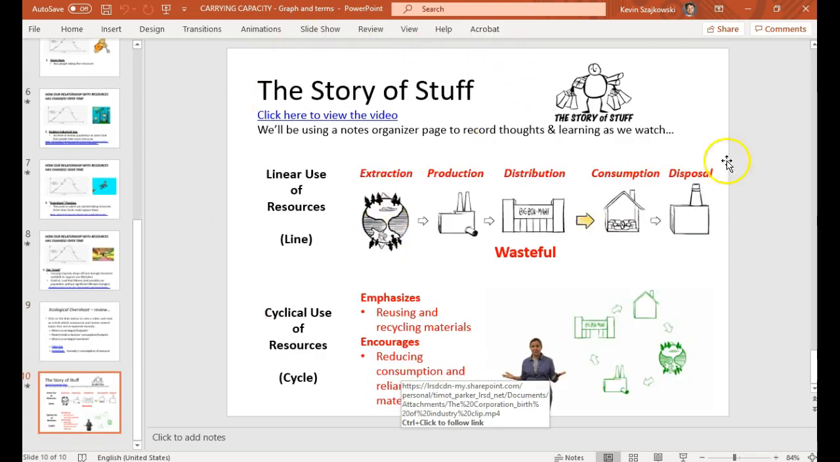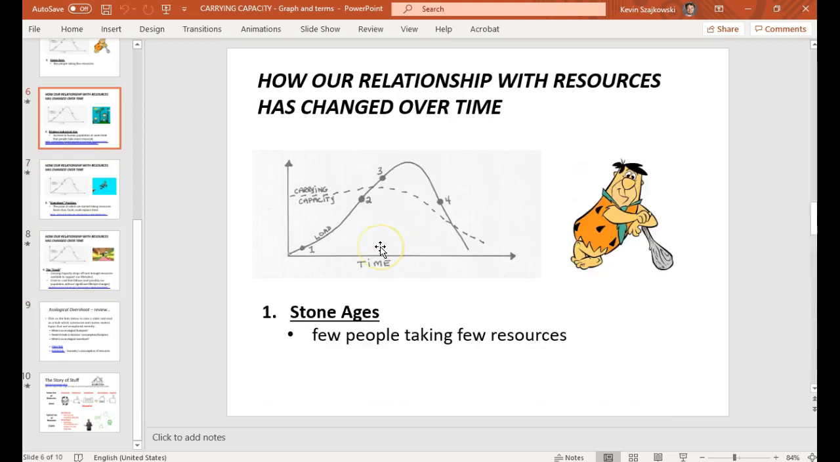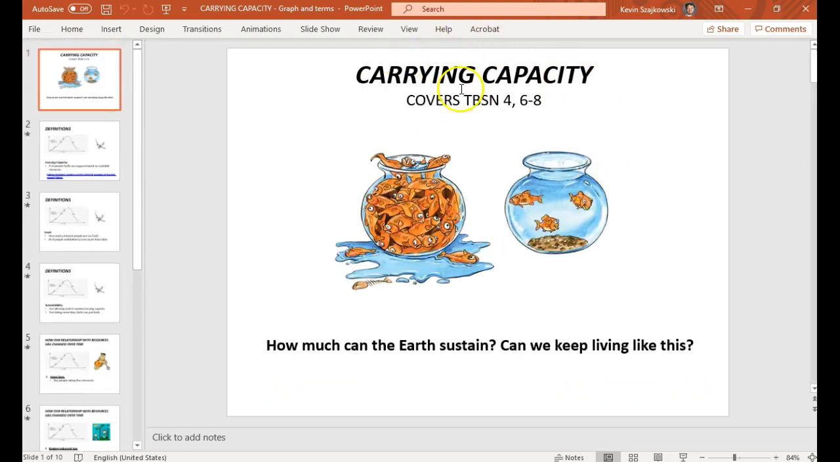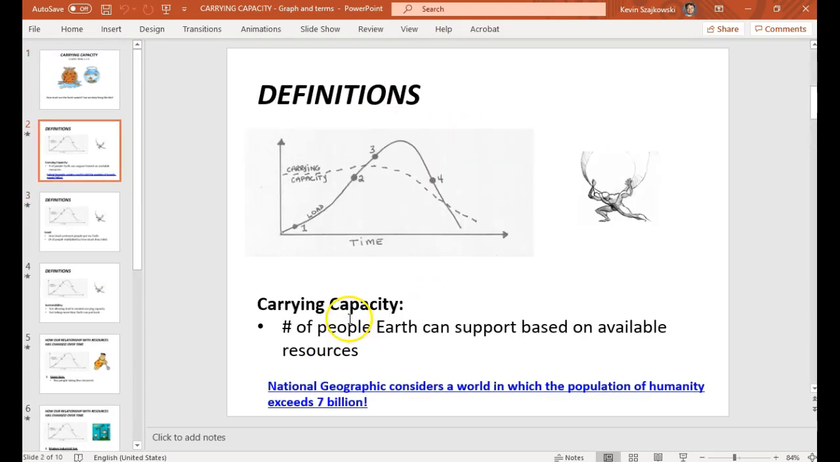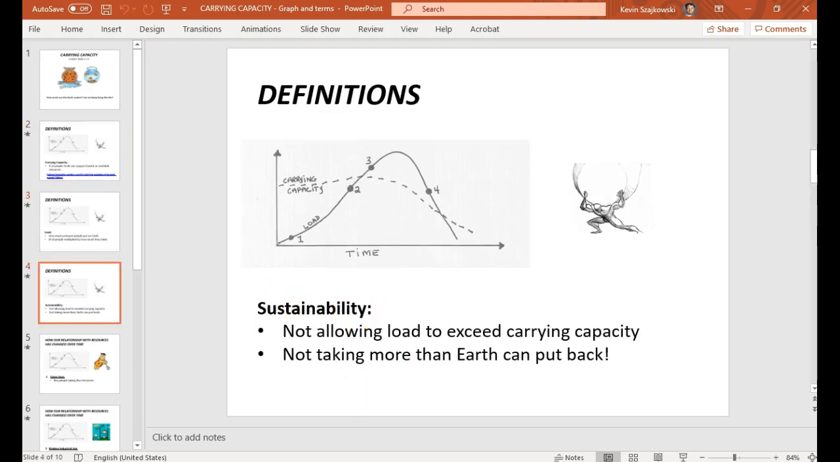And you can see there's a slide here called The Story of Stuff. This is a video that we'll be watching next week. So it's a multi-purpose PowerPoint. It mostly talks about carrying capacity, and that's the part that you're welcome to look at. So what is a carrying capacity? What is load? What does sustainability mean?